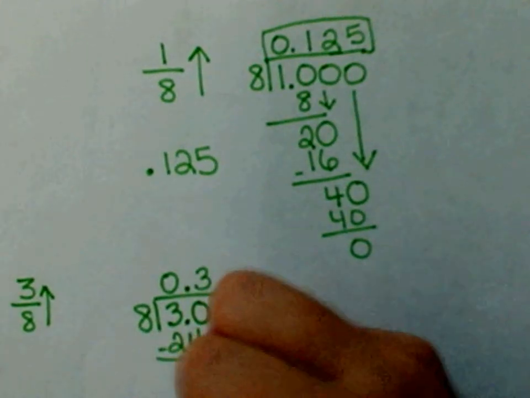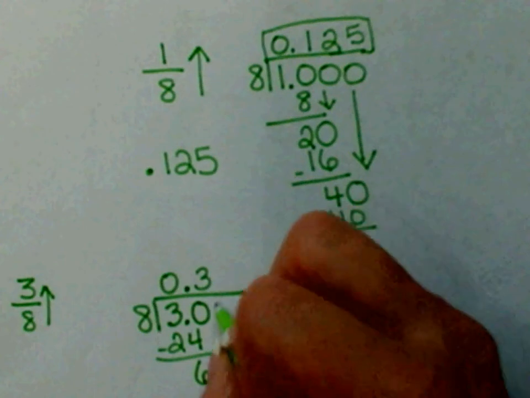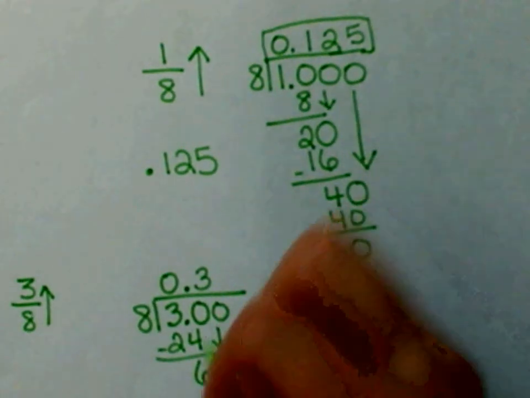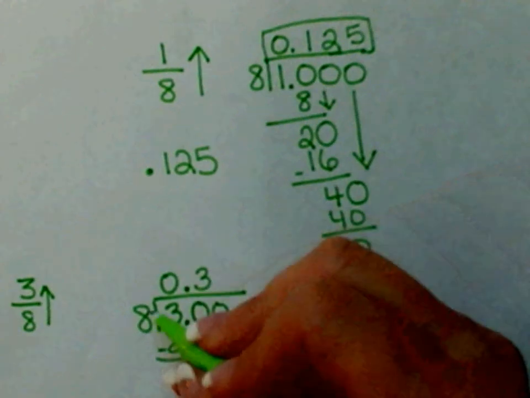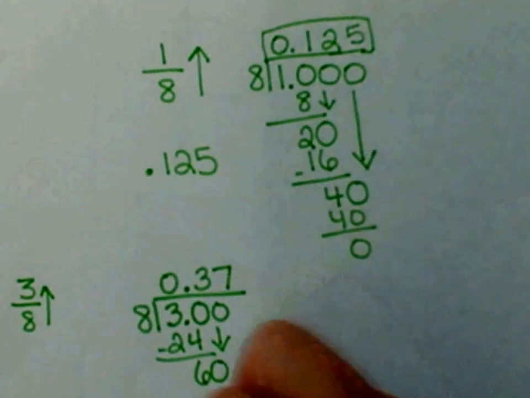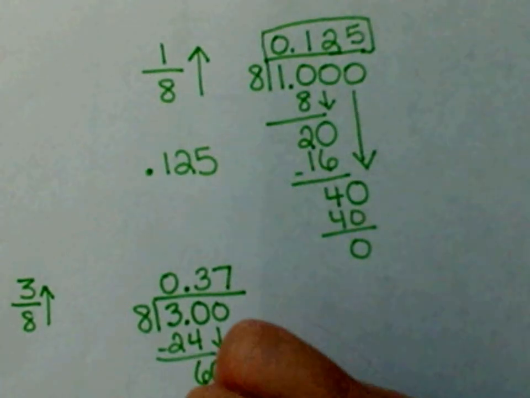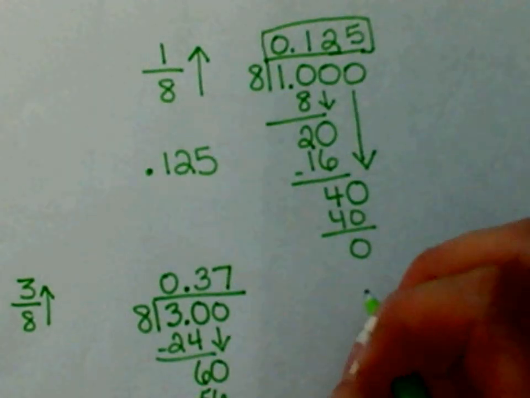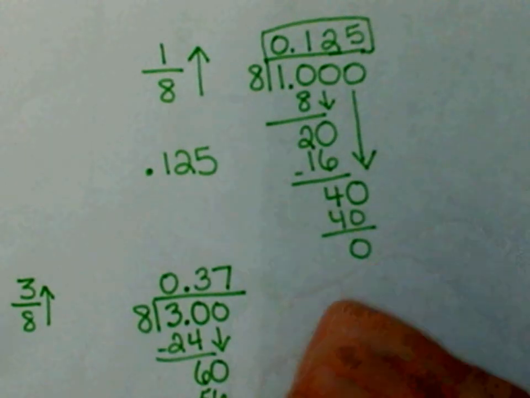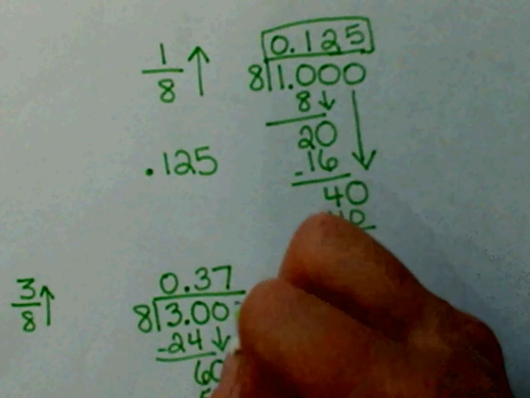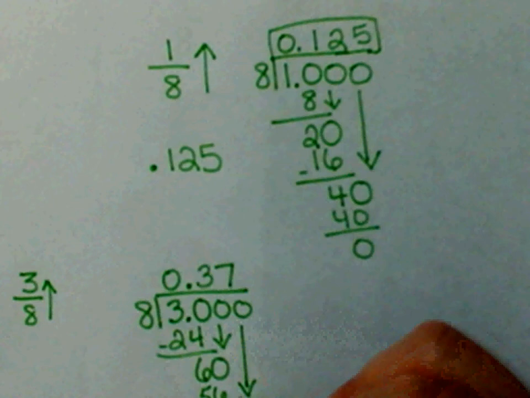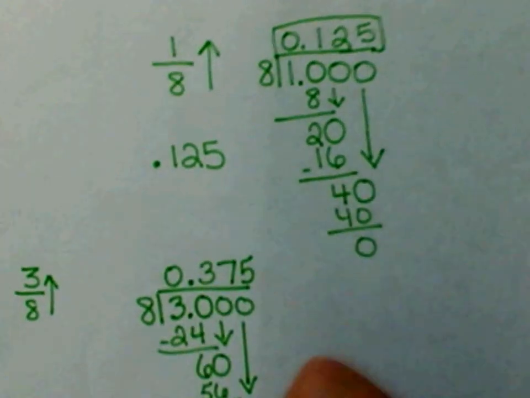So I'm going to add a 0. How many times does 8 go into 30? Goes in 3 times. 3 times 8 is 24. Bring down your 6. I'm going to add another 0. Now it's looking like $3. I'm trying to break it up into change. How many times does 8 go into 60? It's going to be 7 times for 56. 60 minus 56 is 4.